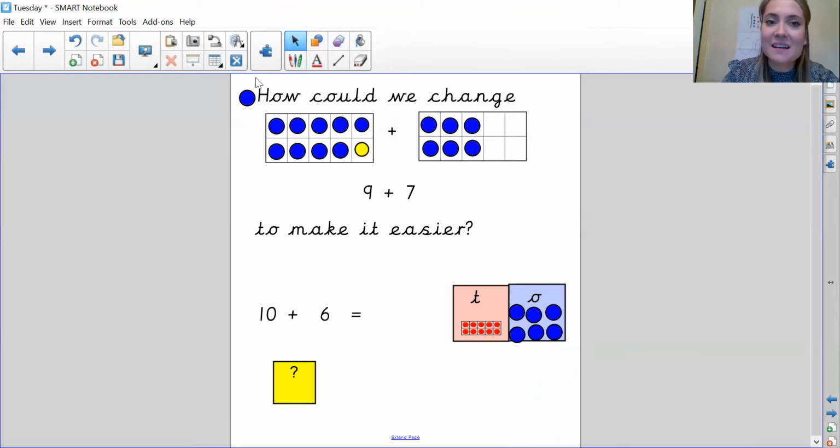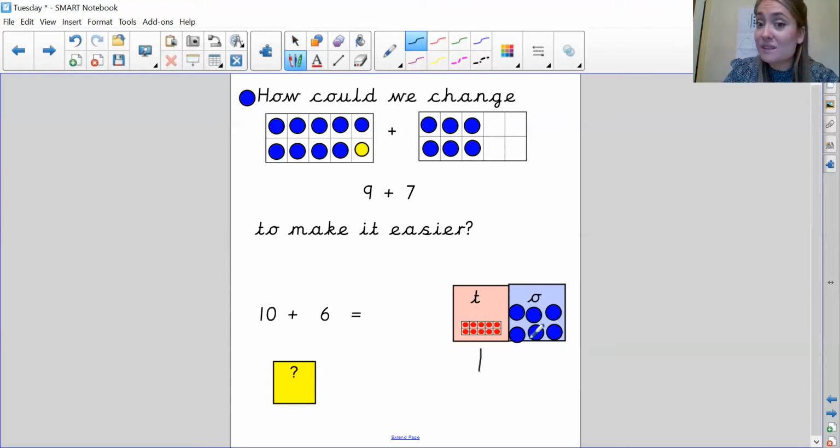You can get rid of that. So let's have a look. So I've got 1 10. How many 1s? 6 1s. What number have I made? That's right, 16. 1 10 and 6 1s makes 16. So 9 add 7 is the same as 16 because it's the same as 10 plus 6. They give the same answer.